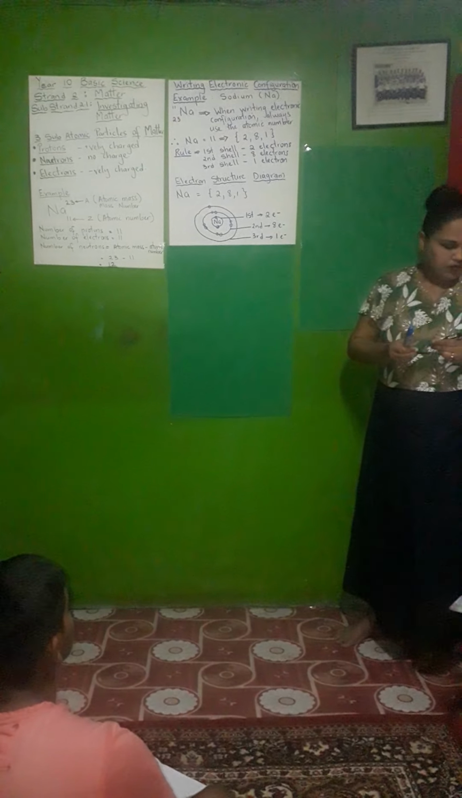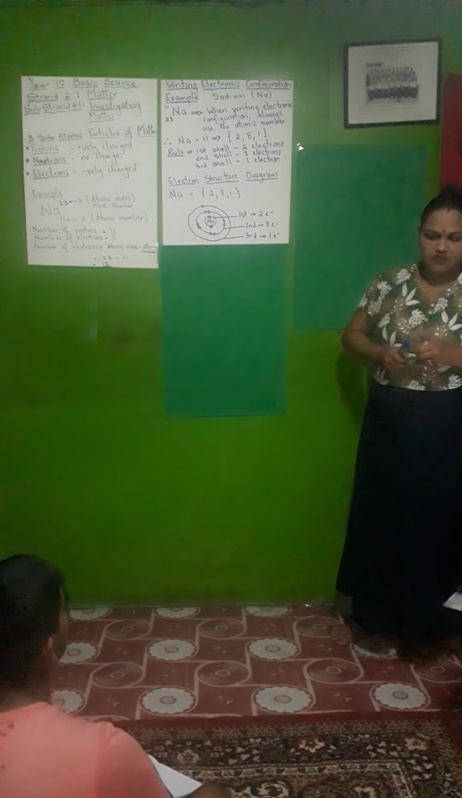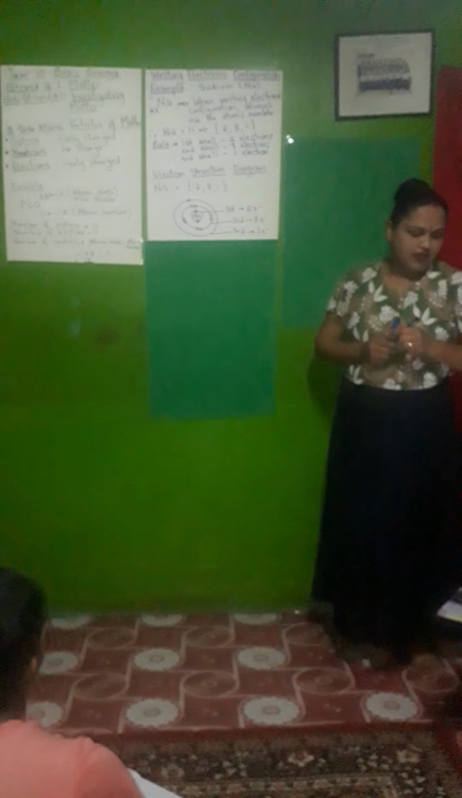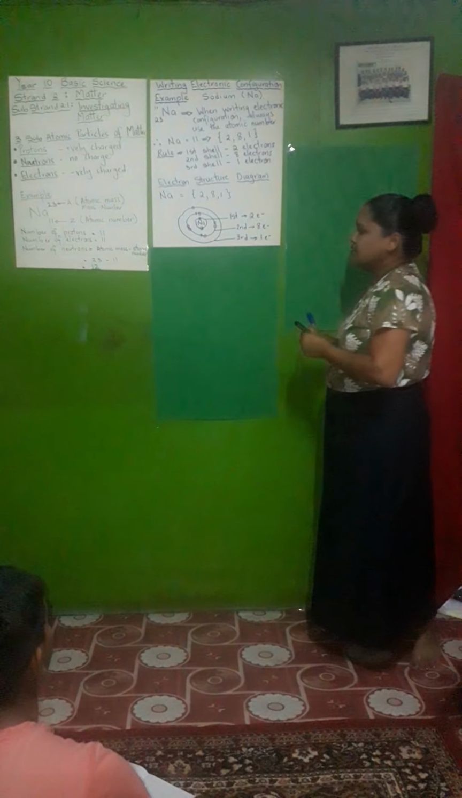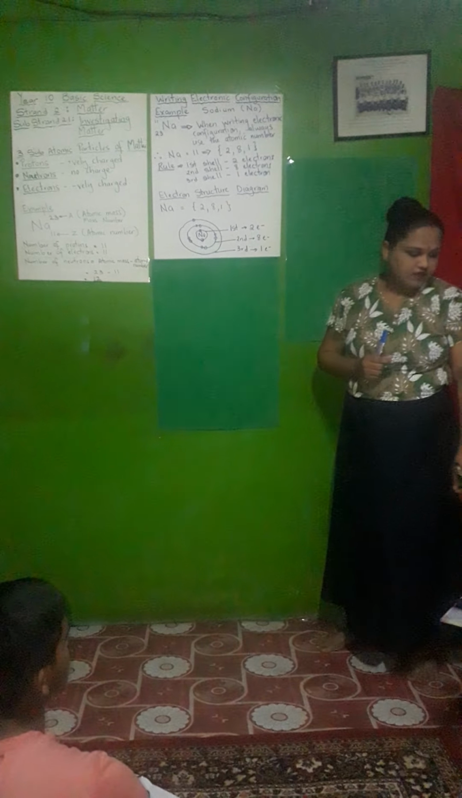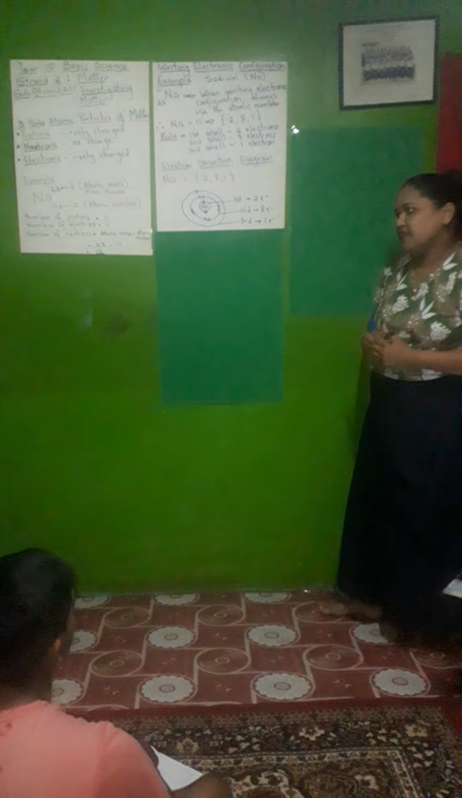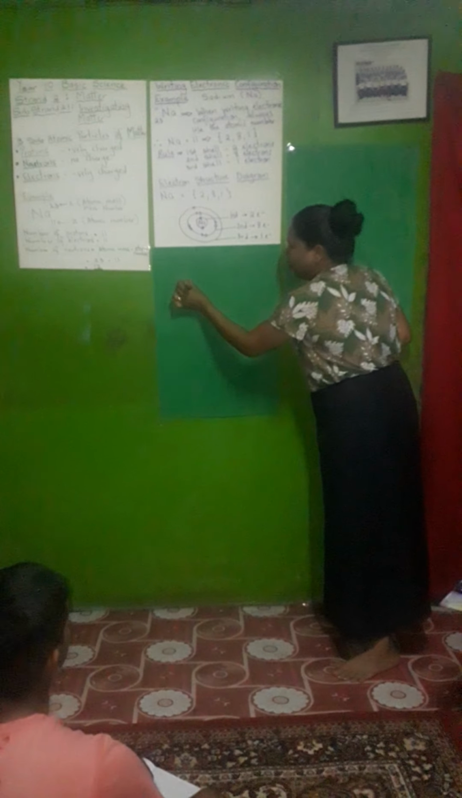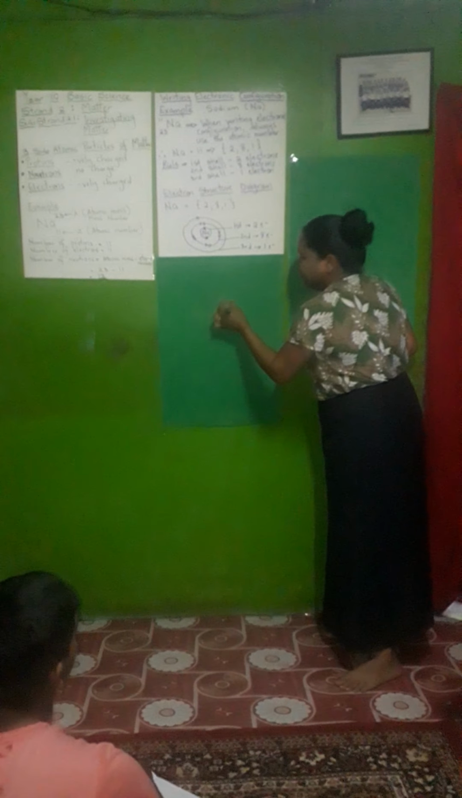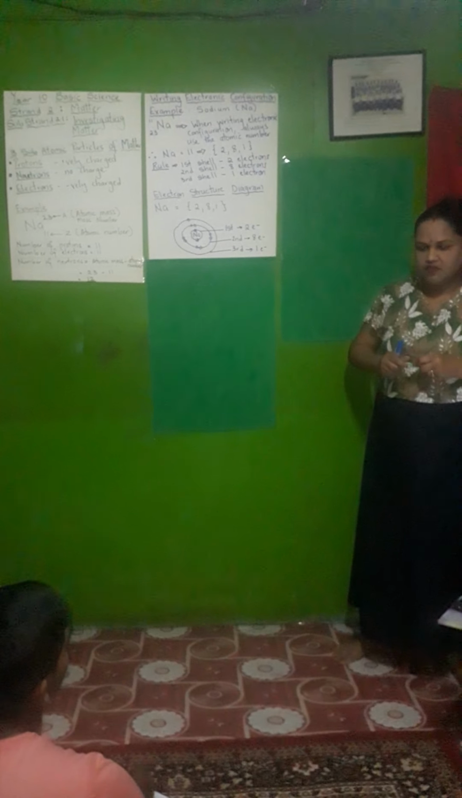The second subatomic particle is the neutrons. Neutrons do not have any charge and they are also found in the nucleus. Then the third one is the electrons. These are the negatively charged particles. So the electrons will be orbiting in the electron shells and they are negatively charged. Any questions so far? No?